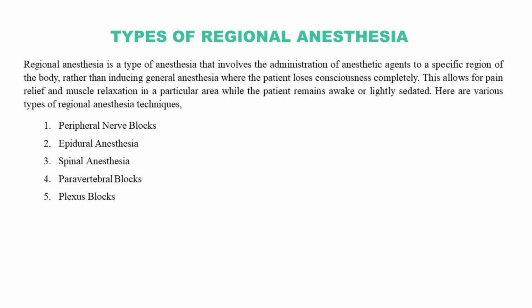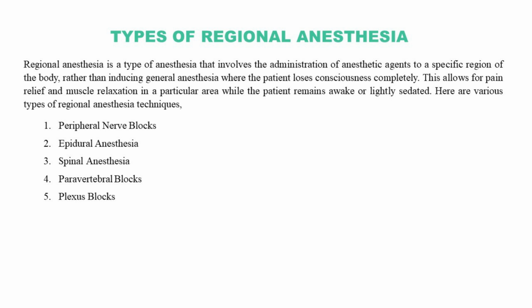1. Peripheral nerve blocks. Peripheral nerve blocks involve injecting local anesthetic agents around specific nerves in the body to block sensation and pain in a particular region. These blocks are commonly used for surgeries and procedures involving the extremities, arms, legs, or other specific areas. Examples of peripheral nerve blocks include brachial plexus blocks, for upper limb procedures, femoral nerve blocks, for knee surgeries, and sciatic nerve blocks, for lower limb procedures.